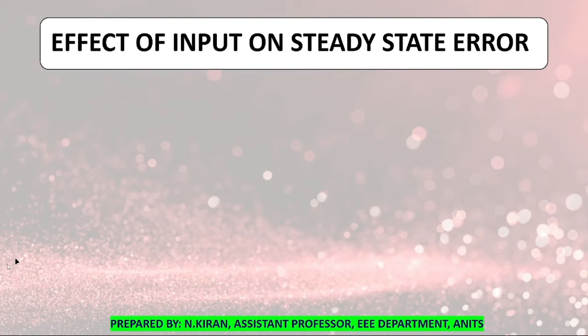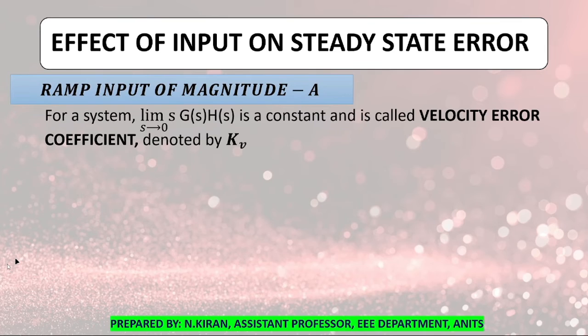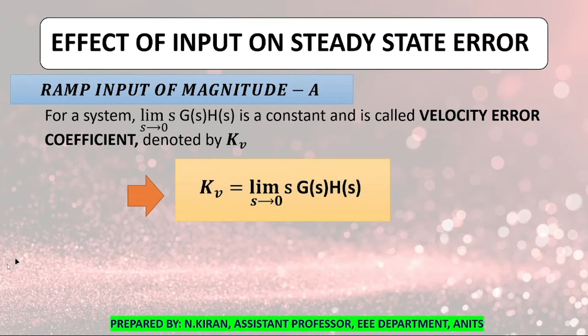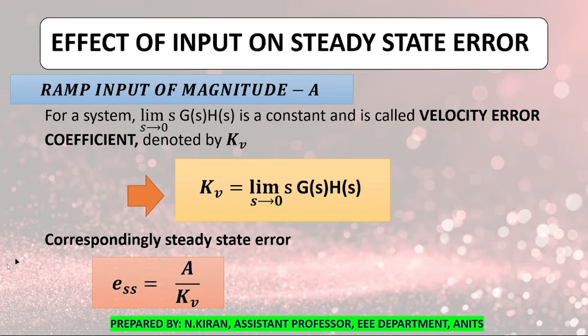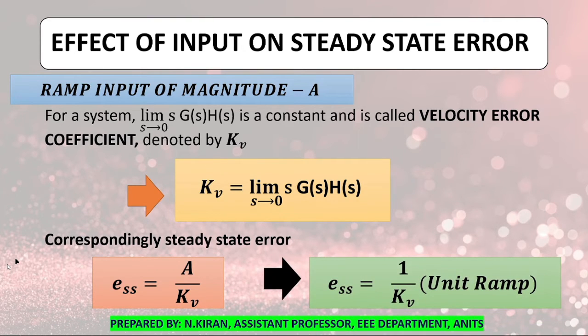Obviously this term is a constant, and we call this constant the velocity error coefficient. We denote this as Kv. So Kv is nothing but limit s tends to 0 s into G(s) into H(s). Eventually this gives me the expression of steady state error as A by Kv. And if I consider a unit ramp input, that gives the expression of ESS as 1 by Kv.